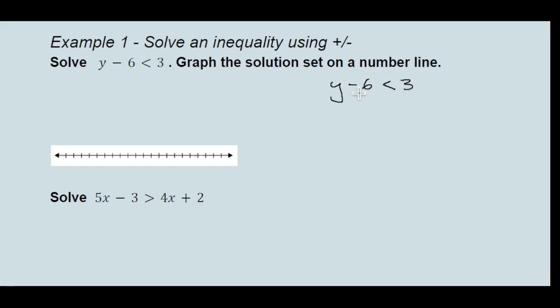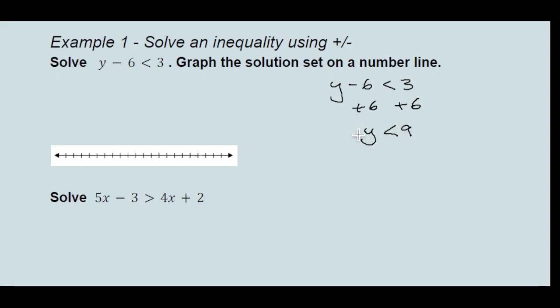Then you would ask, do we need to move things around to get variables on one side and numbers on the other side? The answer is yes. We have variables and numbers on this side, and we have just numbers over there. So let's move this 6 over by doing the opposite. If it's being subtracted, you add it. So you add 6, and you get y is less than 9. At this point, because your coefficient is 1, you're finished.